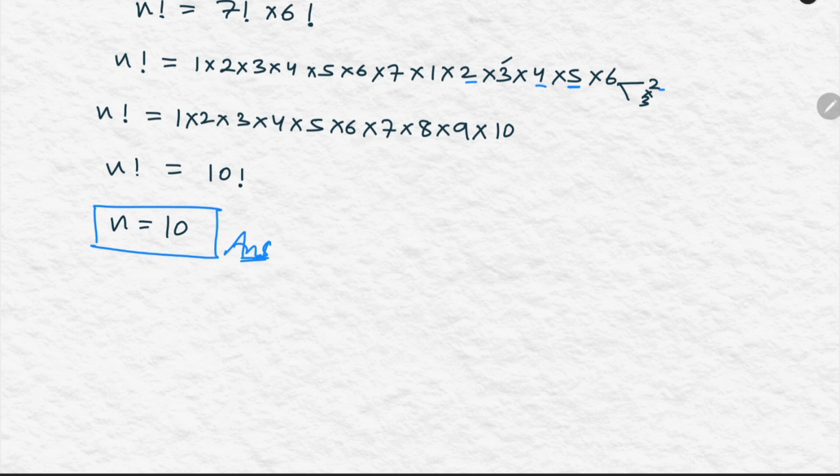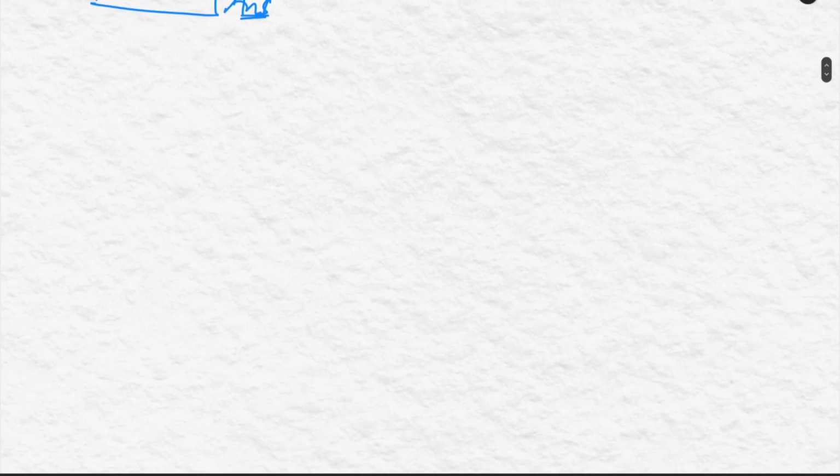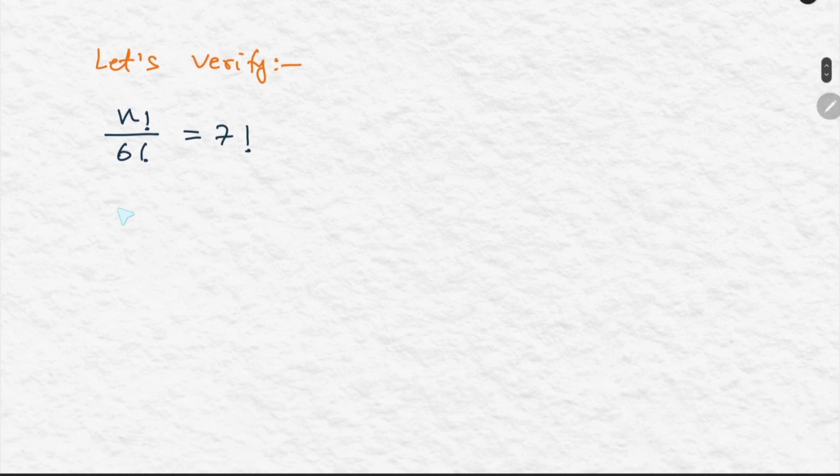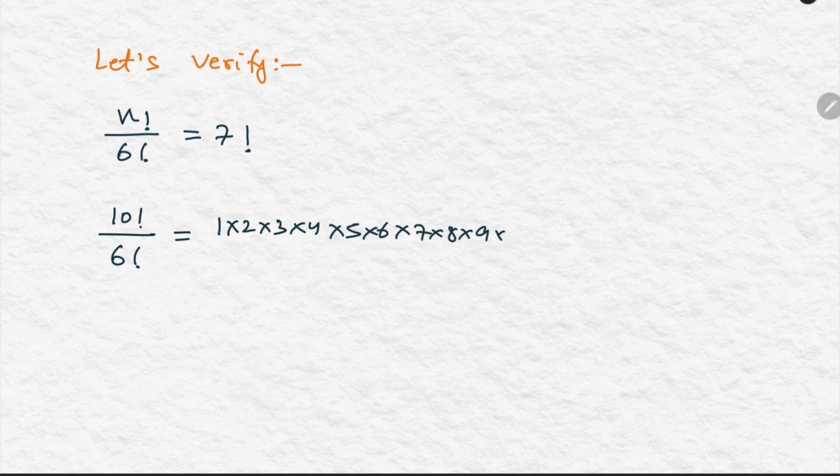Now we'll just cross verify. Let's verify. x factorial upon 6 factorial equals 7 factorial, and we got x equals 10. So we'll just put the value. So we'll get 10 factorial upon 6 factorial. Now we'll solve this and this should be 7 factorial. So 10 factorial means 1 into 2 into 3 into 4 into 5 into 6 and so on till 10.